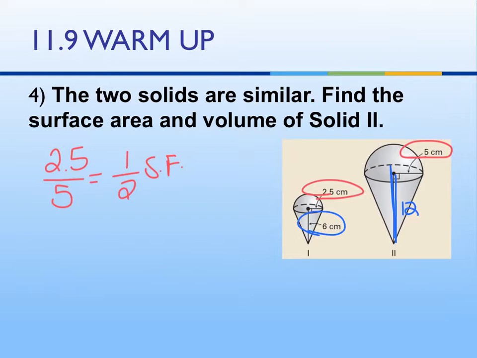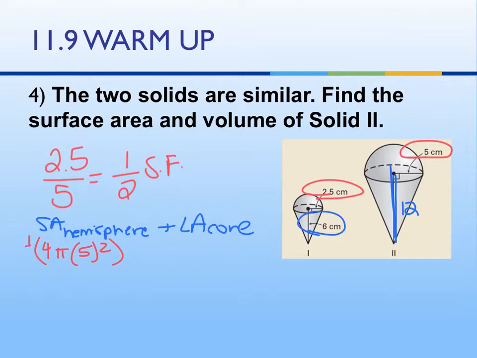So now I want to find the surface area and the volume of that solid. I'm going to find the surface area of the hemisphere and add to it the lateral area of the cone, because I don't want the base. So the hemisphere would be 4 pi 5 squared, and I'm going to take 1/2 of that because that's the actual whole sphere. So 1/2 of 4 is 2, times pi times 25, this is 50 pi.